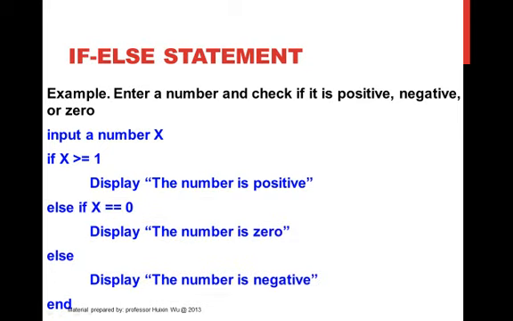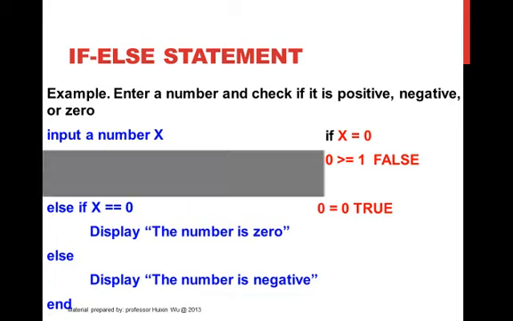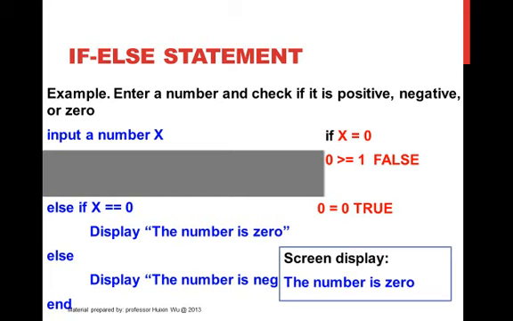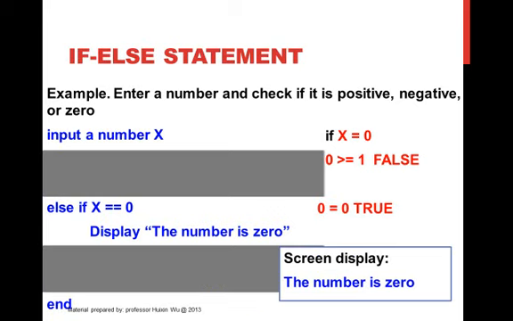If the number x is equal to 0, when the program checks the first statement it returns false, so the program automatically skips the first statement and moves to the next statement. Now, the second statement, which is else if x is equal to 0, returns true. Then it will read what is inside this statement, which is display the number is 0. Once it detects a true statement from the tree of the if else statement, the program will automatically skip the rest of the statements.